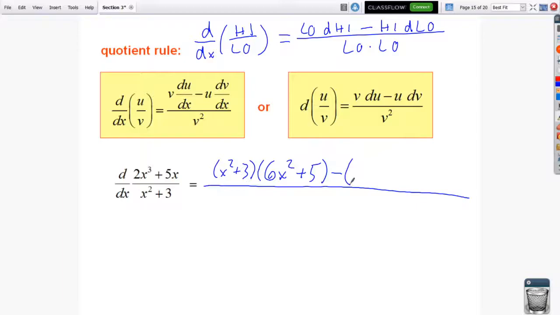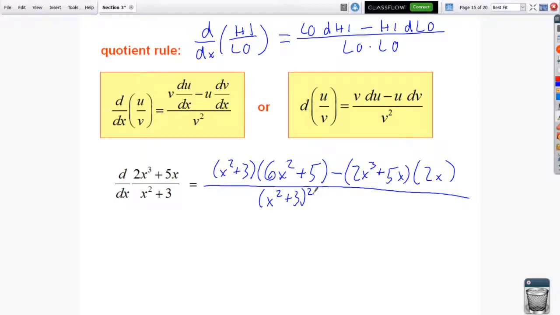Minus. So I got low d high, now it's high d low. High means don't do anything to it. D low means take the d of it, and d means derivative. Derivative of the low, derivative of x squared, is 2x. Derivative of 3 is nothing. Low low just means x squared plus 3 squared. Am I all right leaving it here? Absolutely. That is fine to leave it here.